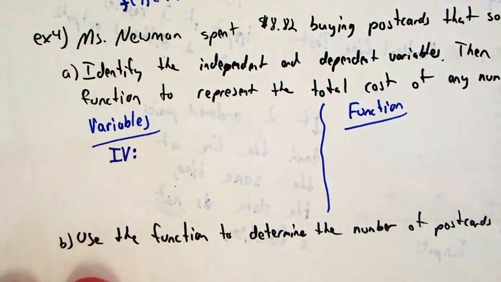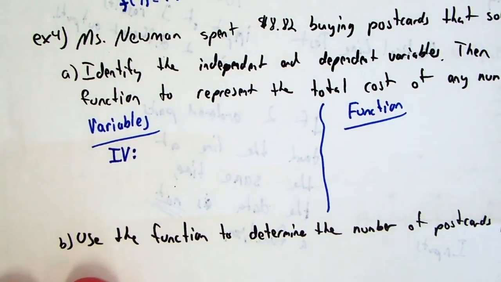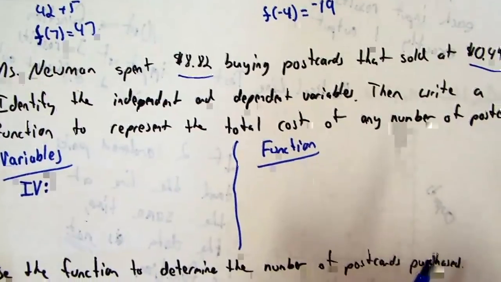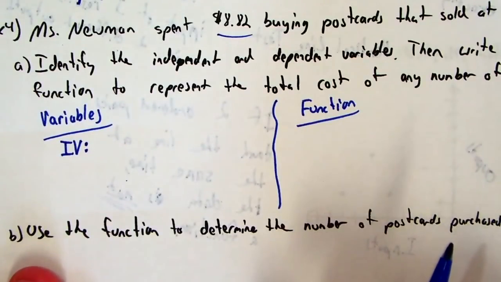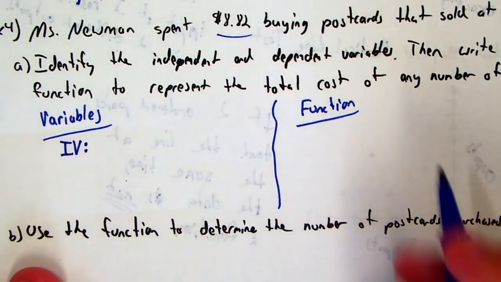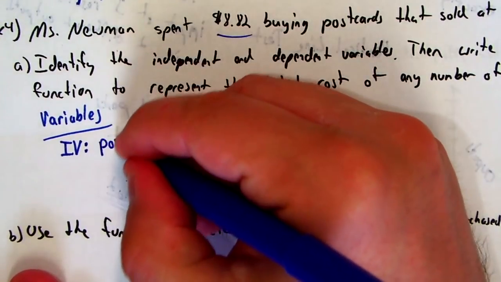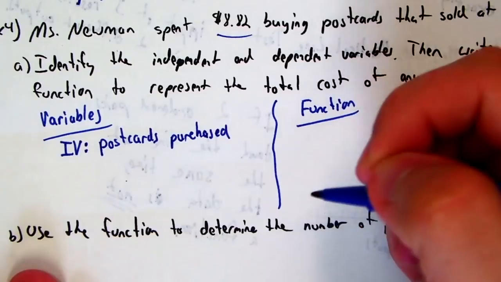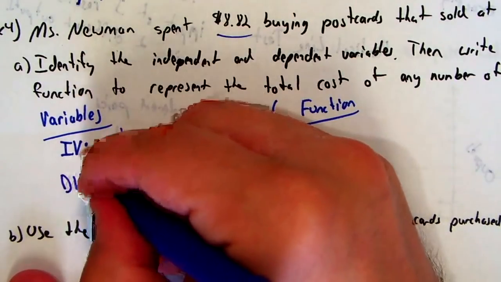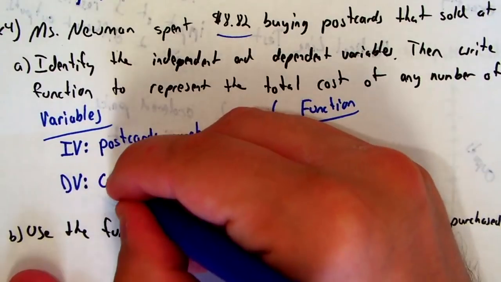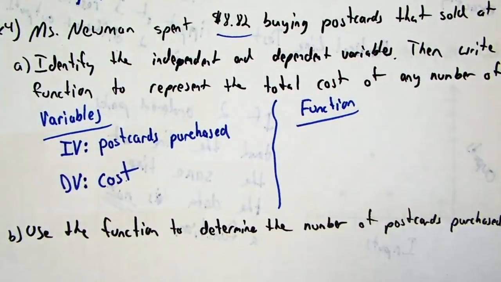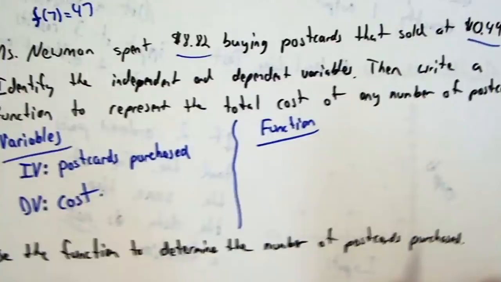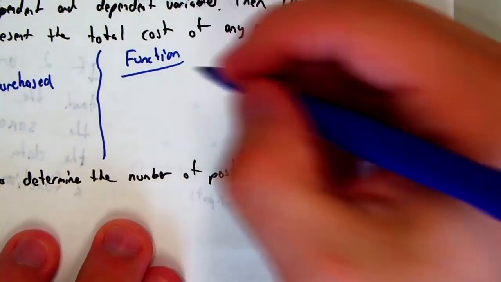we'll write our function. So our independent variable, this is going to be the input, what everything is depending on. Total cost, cost per postcard. So really, it would matter how many postcards you bought, would be your total cost. So this would be postcards purchased. And then our dependent variable would be the cost, because the cost depends on how many postcards you purchased.